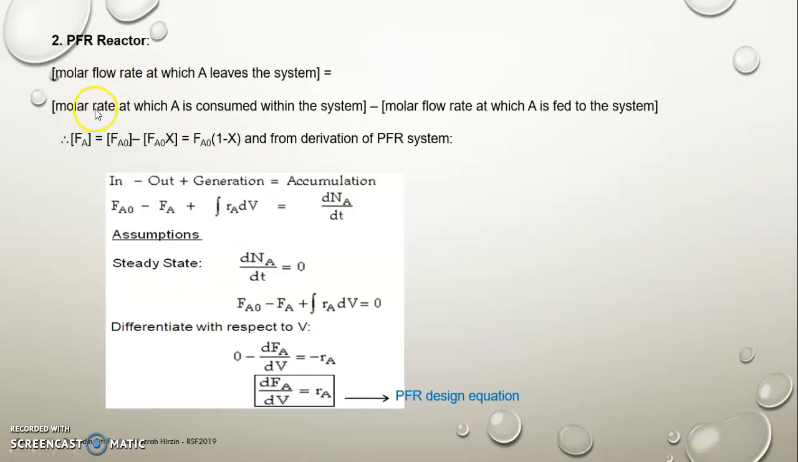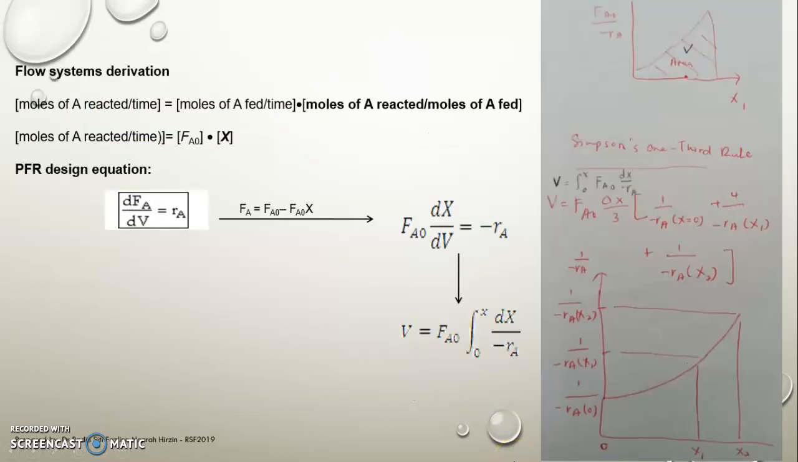In PFR reactor, okay, PFR sekejap, yang ni tak payah. Saya explain kat sini. Untuk PFR reactor, kita guna formula Simpson's one-third rule to plot the 1 over negative RA graph. Okay, ini graph yang kita akan plot. Graph yang ni kita panggil 1 over negative RA plot. Formula dia kita panggil Simpson's one-third rule.